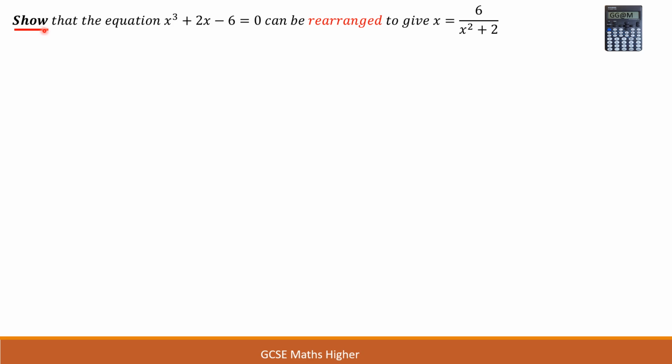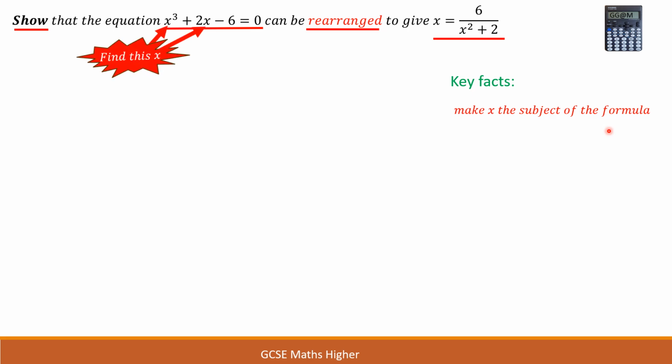So our keywords in the question are the word show, the equation that's been given, the word rearranged, and what you're trying to make. So our key fact: we're going to make x the subject of the formula. So we're going to be finding a combination of both these two x's together in order to get the x squared plus 2 in the denominator. So to start with, we're going to get rid of the thing away from the x's, which is this negative 6. So the opposite to negative 6 is going to be plus 6.